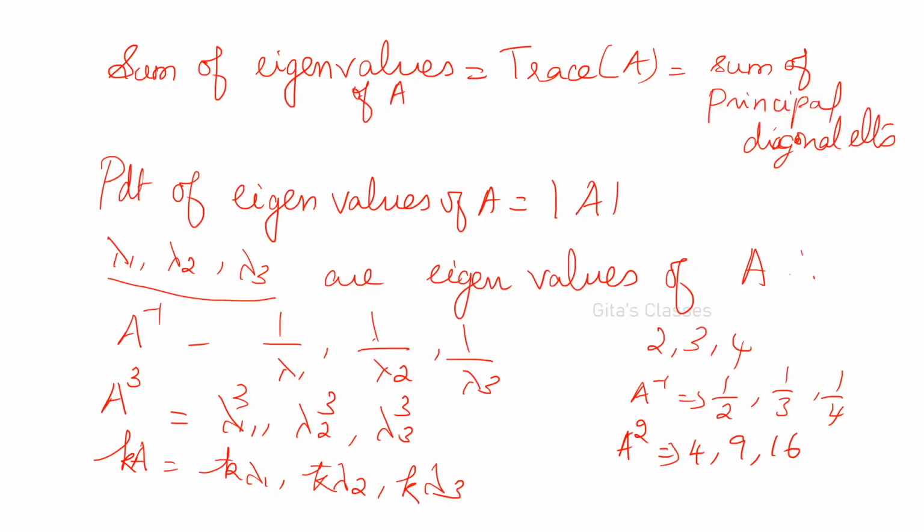So these properties are important. Suppose you are asked to find the sum and product of eigenvalues for 2 marks, you need not find the eigenvalues. Just find the trace and determinant. Okay.